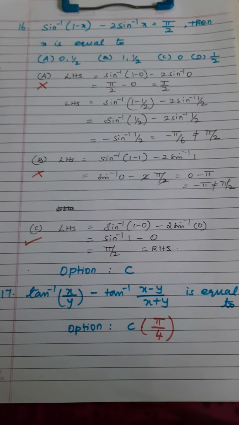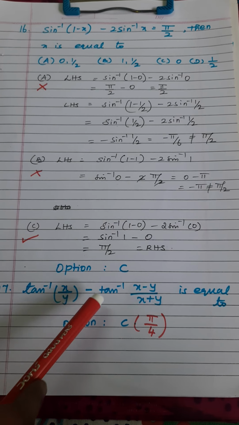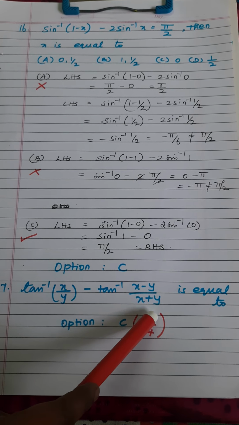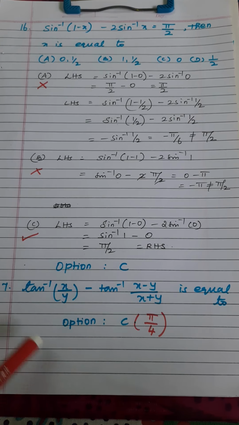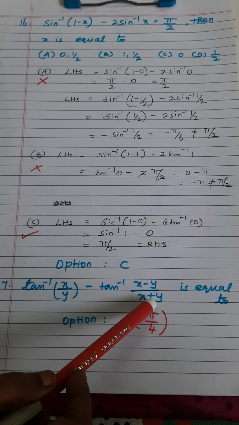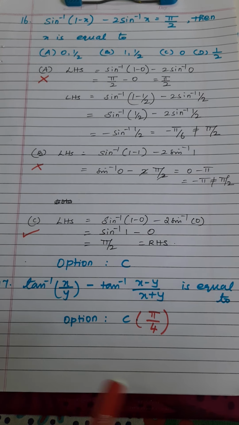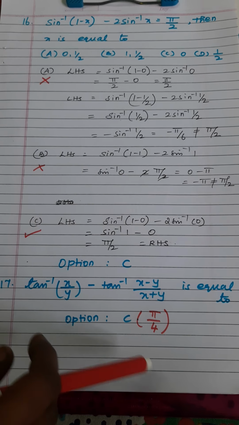Now we will see question number 17. Tan inverse x by y, minus tan inverse of x minus y by x plus y, is equal to. So now you apply the tan inverse x minus tan inverse y formula. You will be getting the answer as option C, that is pi by 4. So now the miscellaneous exercise is over.